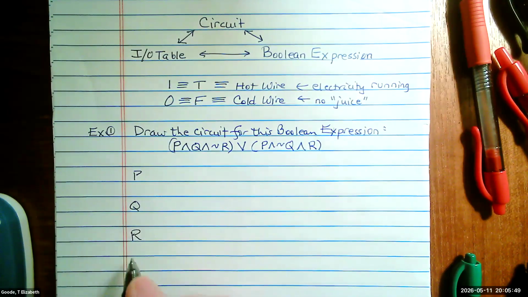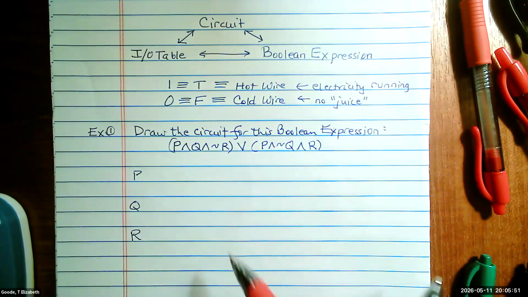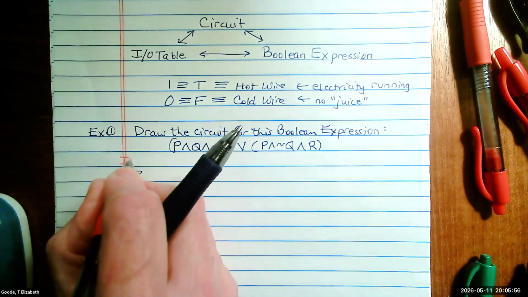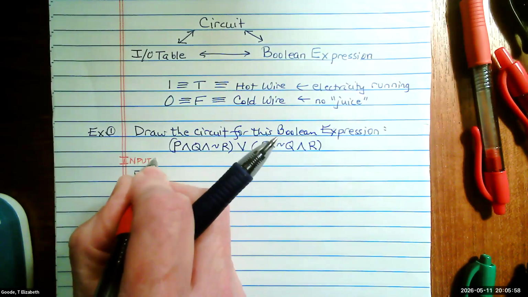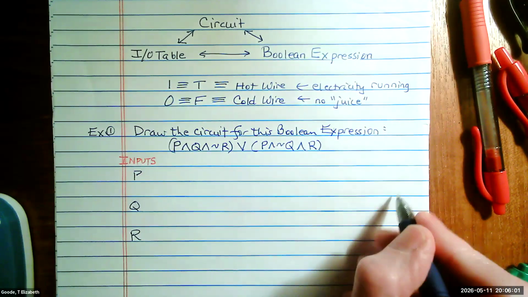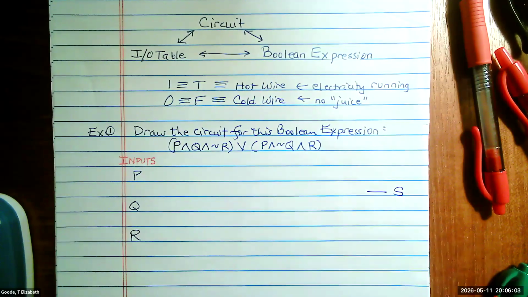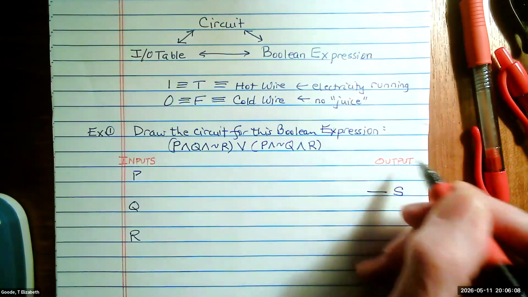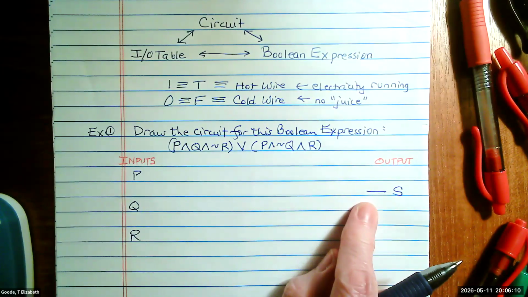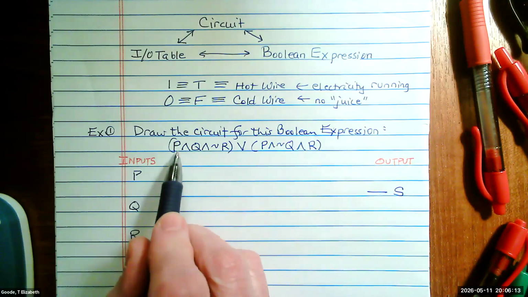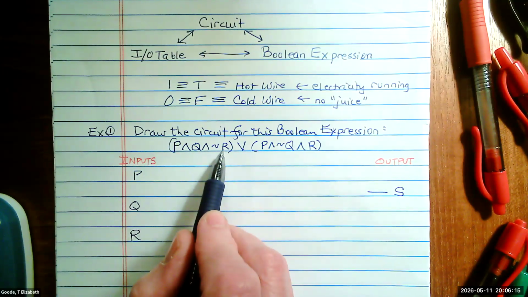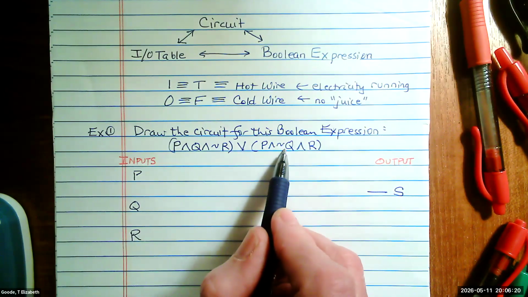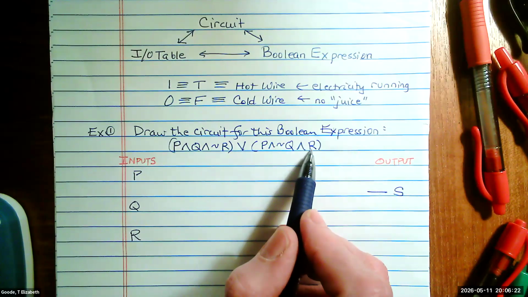So we line those up on the left because we always draw a circuit to read from left to right. So these are our inputs. And somewhere out here, we're going to have an output S. And that's going to be a wire that's either hot or cold. We only want it to be hot when either P and Q and not R come through the circuit, or P and not Q and R come through the circuit.